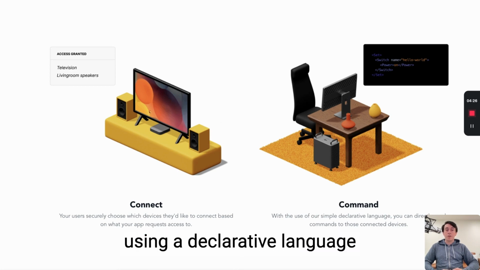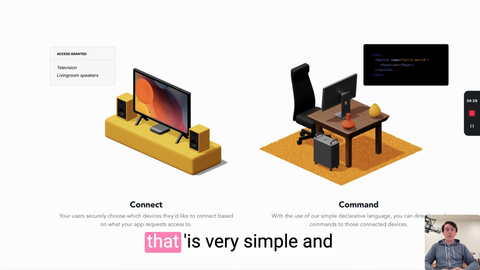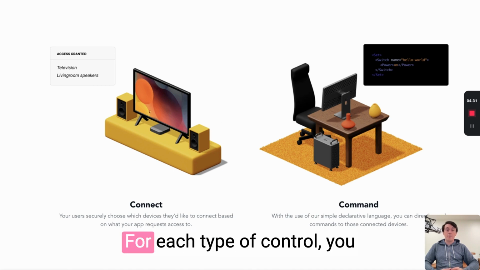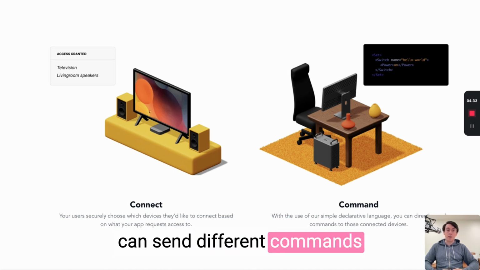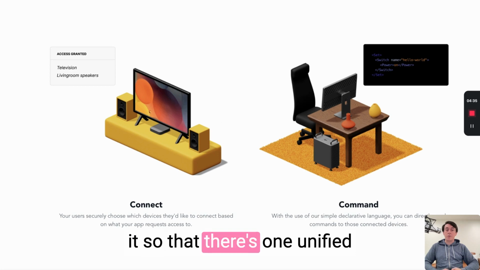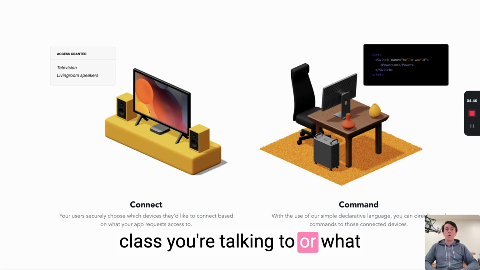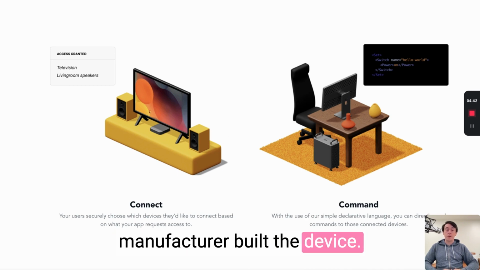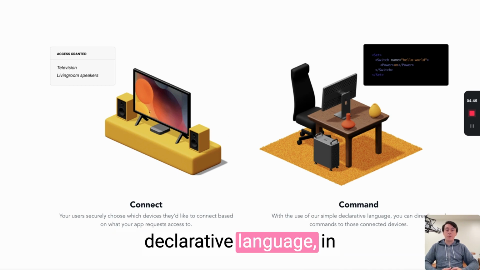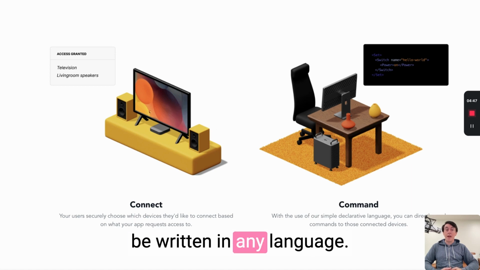Then finally, once the application is installed on the user's home, you can send commands to the home. The commands are sent using a declarative language that is very simple and very straightforward. For each type of control, you can send different commands. What this does is it makes it so that there's one unified API, no matter what device class you're talking to or what manufacturer built the device. And this is also nice, the declarative language, in that your application can be written in any language.